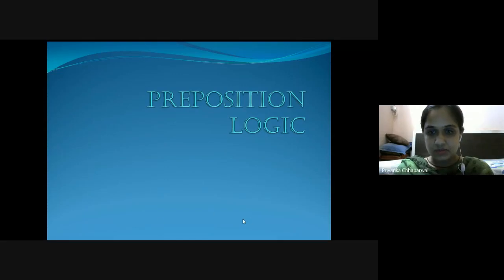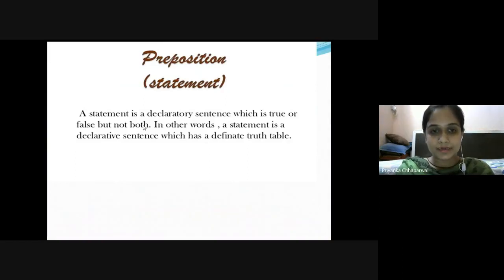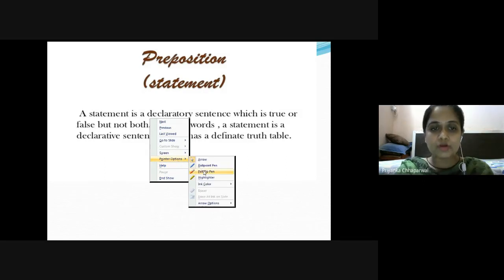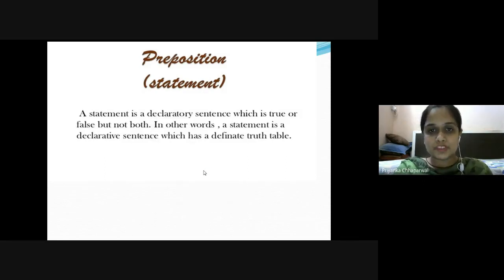Okay, so today we will start a new topic. It is propositional logic. So what is propositional logic? It is a statement, a declarative sentence which is true or false, but not both. What does proposition mean? You have one statement, and the statement should be true or should be false, but not both. In other words, a statement is a declarative sentence which has a definite truth value.